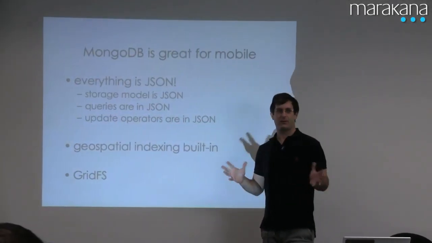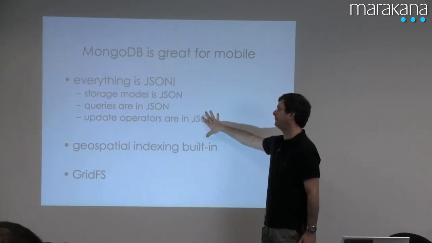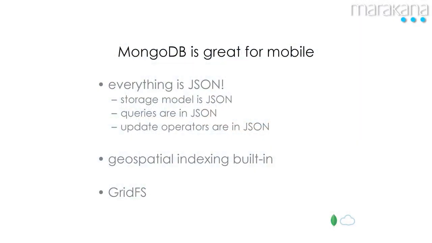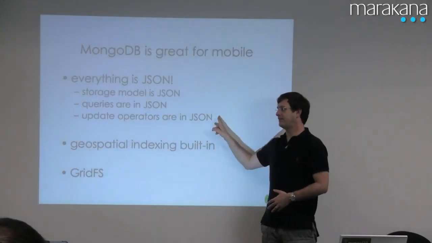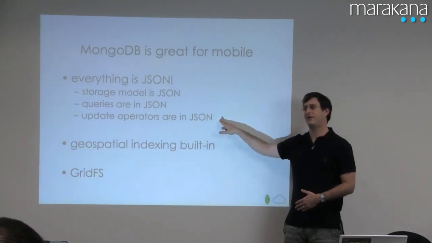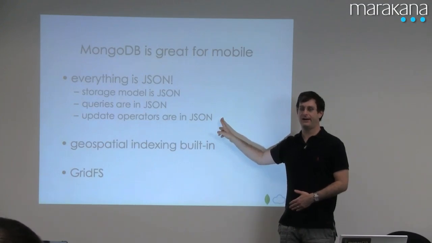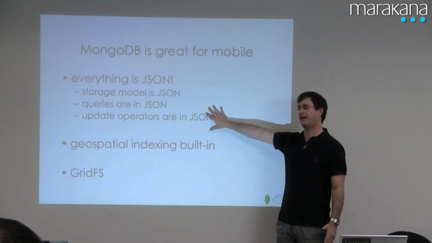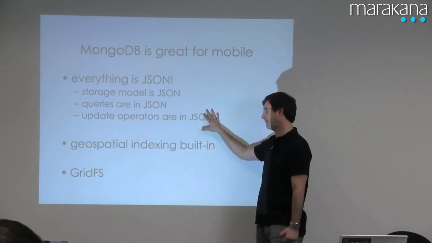Besides this being really good for the web domain, I think it's also really good for the mobile web domain, right? First of all, everything's in JSON. I don't know if you noticed. Not only is the data stored in JSON, the queries are in JSON, the update operators are in JSON. You'll see in a minute, that's going to be great when you're in a world where you are talking REST to everything, and there's JSON flying around all the time. That's the reality of mobile. So the fact that MongoDB as your data store natively thinks about everything as JSON is really good.